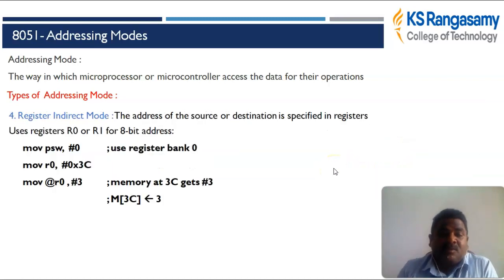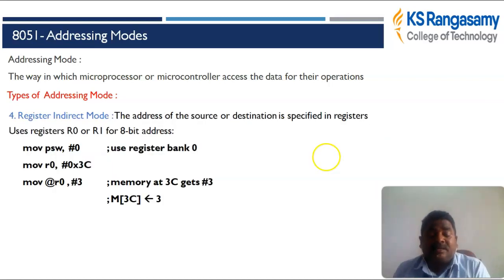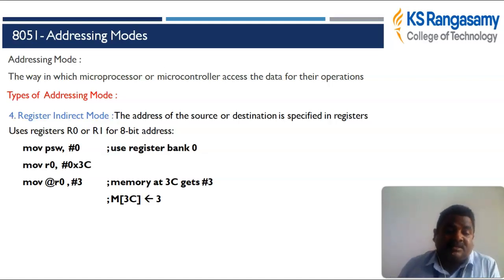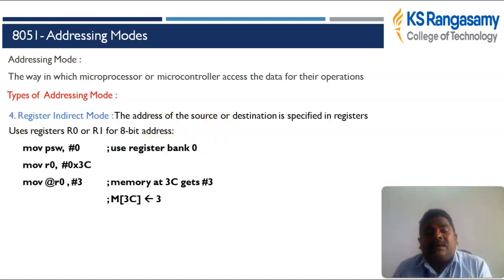Okay, then the fourth category is register indirect addressing mode. Here the address of the source or destination is specified in registers, right? Address of the source or destination is specified in the registers. It uses the registers R0 or R1 for an 8-bit address, right? Here is an example for these cases.